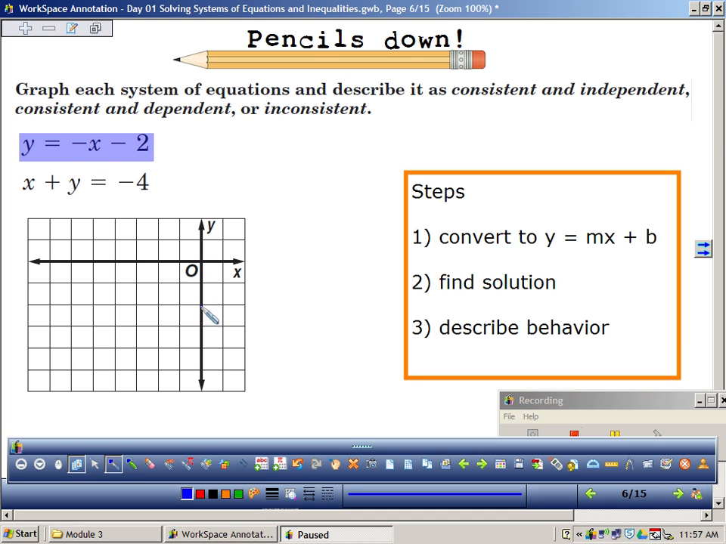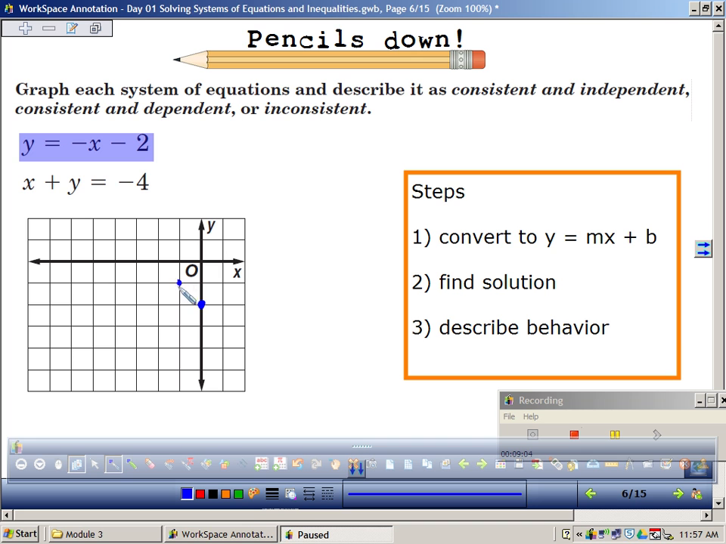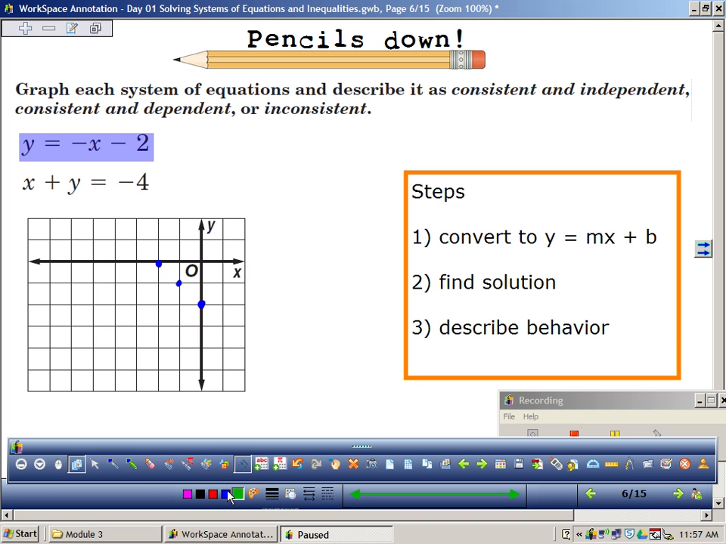So I begin at negative 2, and what's my slope? Where do I move? Up 1, to the left 1, up 1, to the left 1. I told you guys, I always go up, because you always rise up and then run to the positive or run to the negative. Okay, what about the second one?